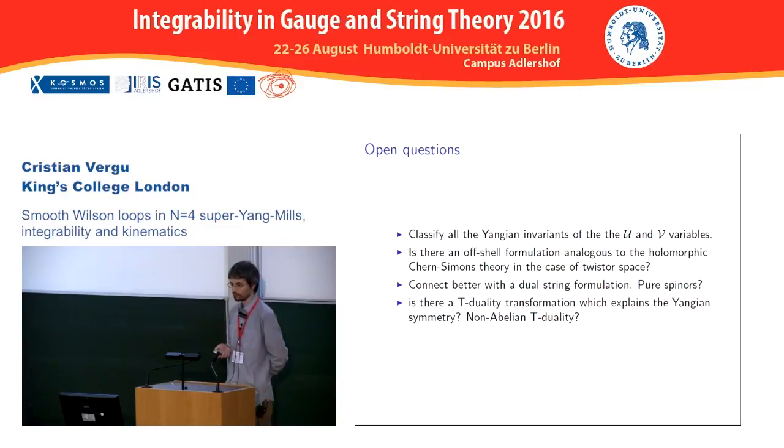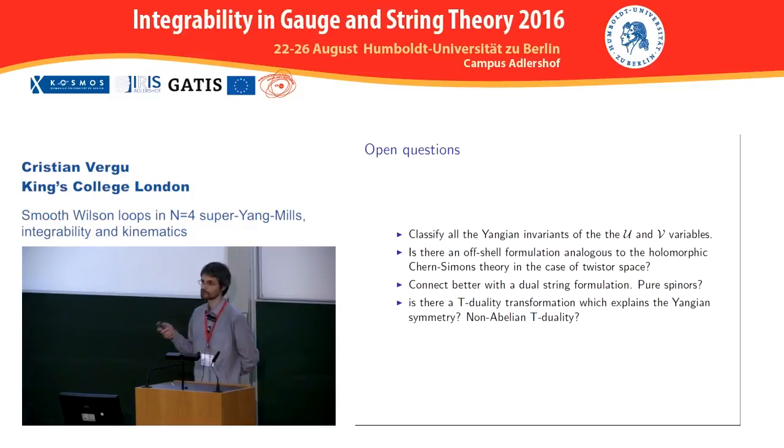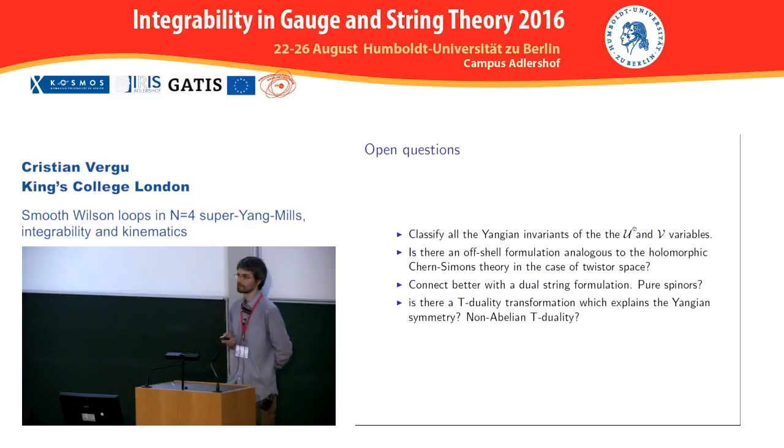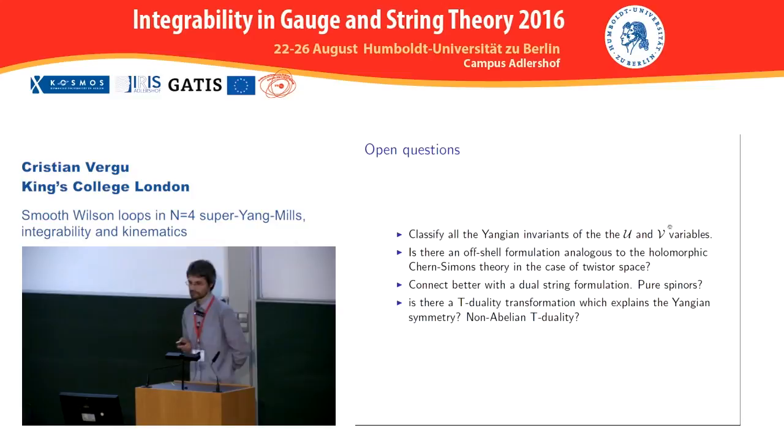I'm going to end with some open questions. One of the things to study now is to think of Yangian invariants in terms of these U and V variables. So if you restrict to this more familiar space-time parameterization in terms of x, x plus, x minus, and thetas, and so on, it's very hard to come up with Yangian invariants. I mean, it's already hard to come up with superconformal invariants. But in these U and V variables, which have some simpler transformations and which arise in a natural way for this two-point scalar correlation function, there's more hope.